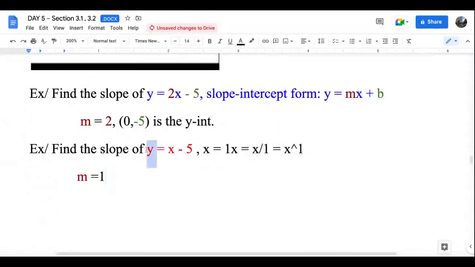What about in this case? What's the slope of this one? What's the number before x? It seems like there's no number. No number means 1 by convention. x means 1x, means x divided by 1, means x raised to the power 1. We just don't bother to write those ones. So by convention, this slope equals 1.